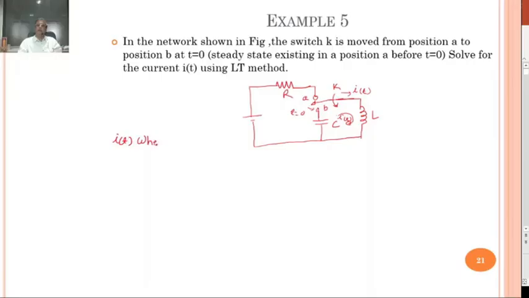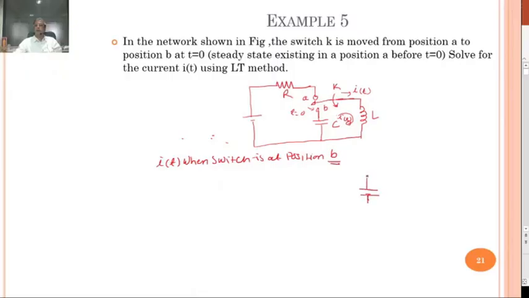Find out i(t) when the switch is at position B. Now when the switch is at position B, the equivalent circuit is like this.